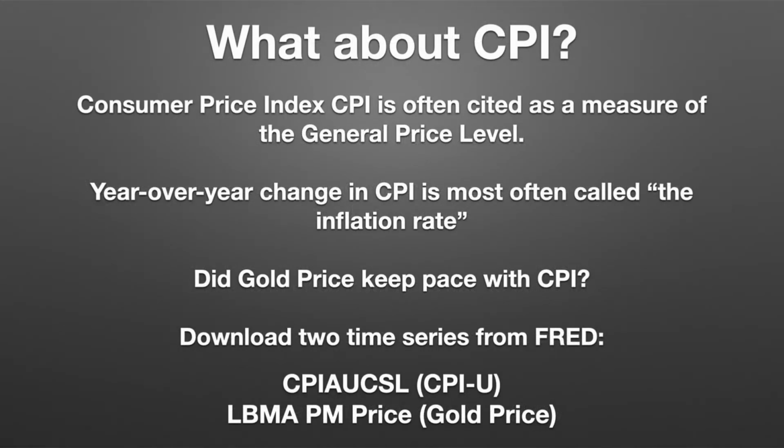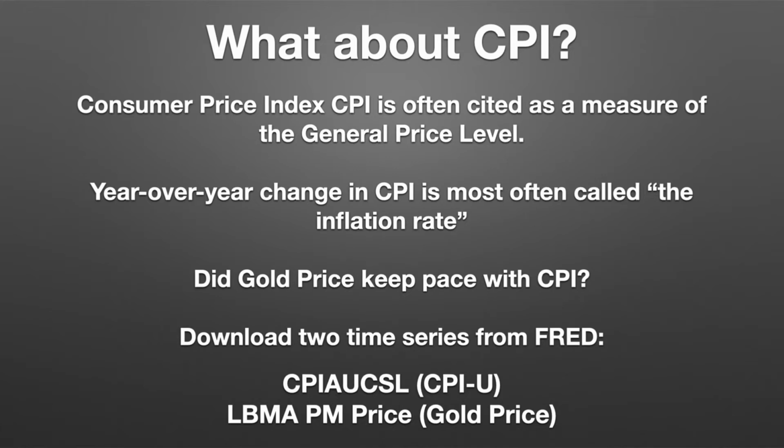CPI is supposed to measure the general price level. It's called the Consumer Price Index, and it's often cited as the measure of the price level. Then you take the year-over-year change in CPI, which is what people call the inflation rate. Like all the news media, they'll say inflation is running at 1.5% last year or something like that. So they use this number as the inflation rate, the rate of change of CPI, and CPI is the general price level. But my question is, did gold price actually keep pace with CPI?